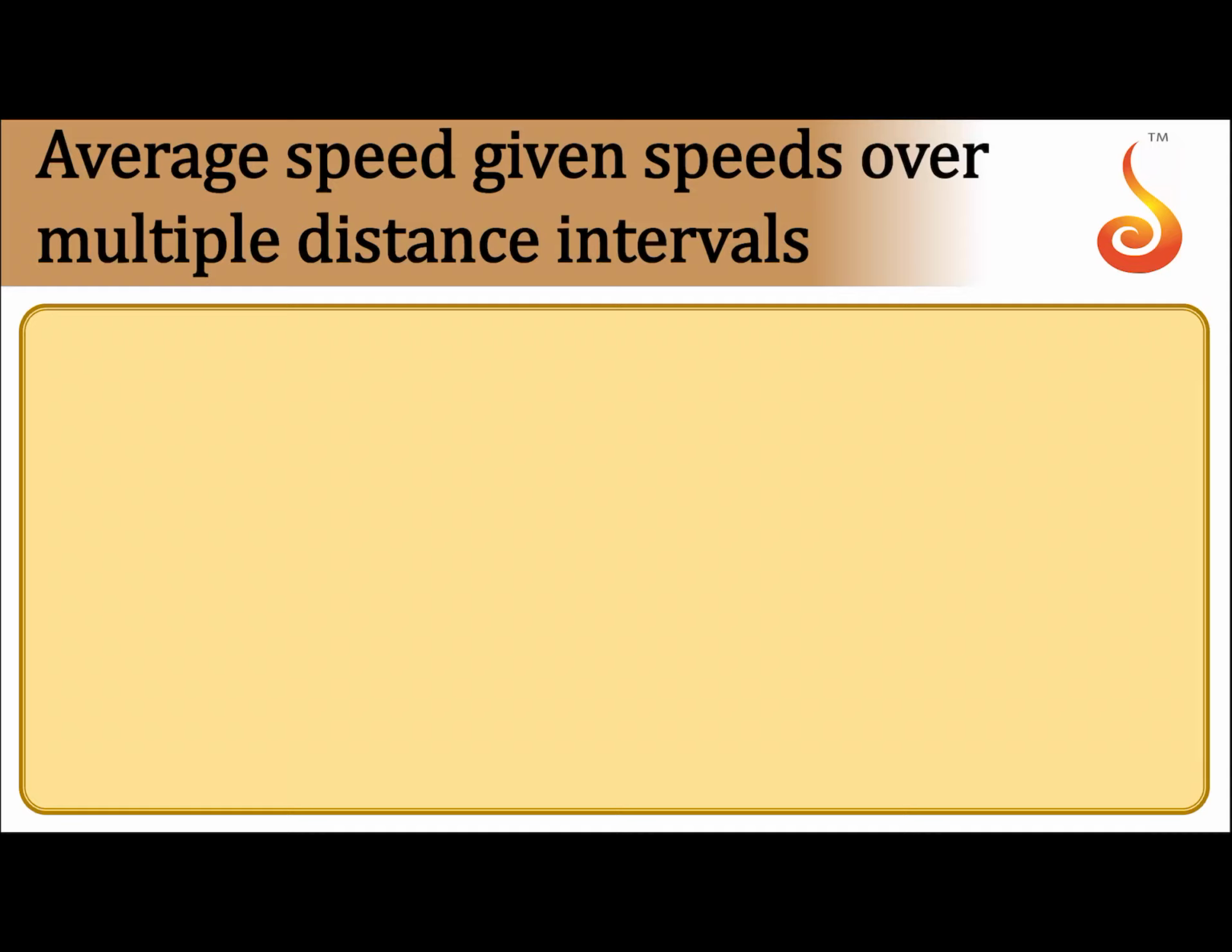Okay, how to calculate the average speed given speeds over multiple distance intervals? This journey is covered with speeds V1, V2, V3, V4 in the successive intervals. S1, S2, S3, S4 are the distance intervals. Now, average speed, as you all know, is given by total distance divided by total time taken.